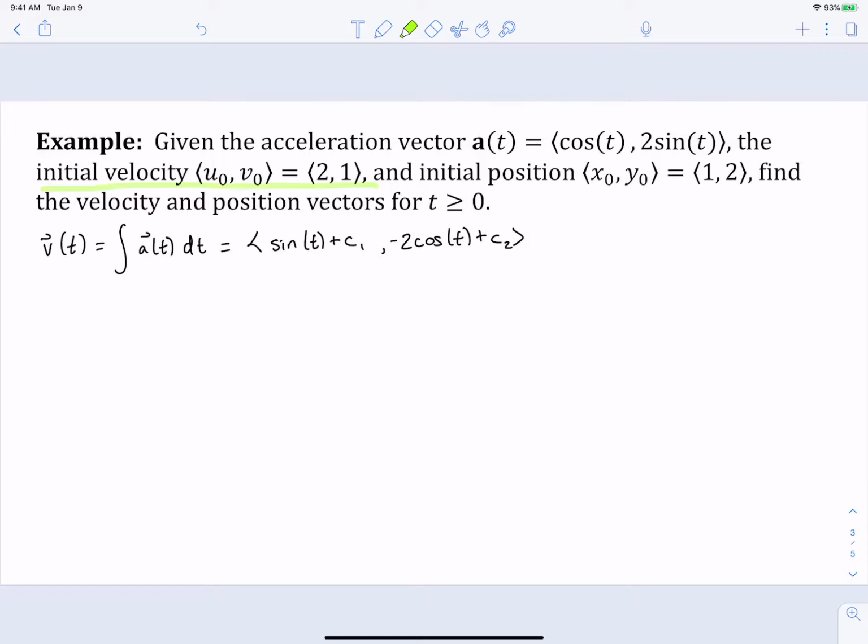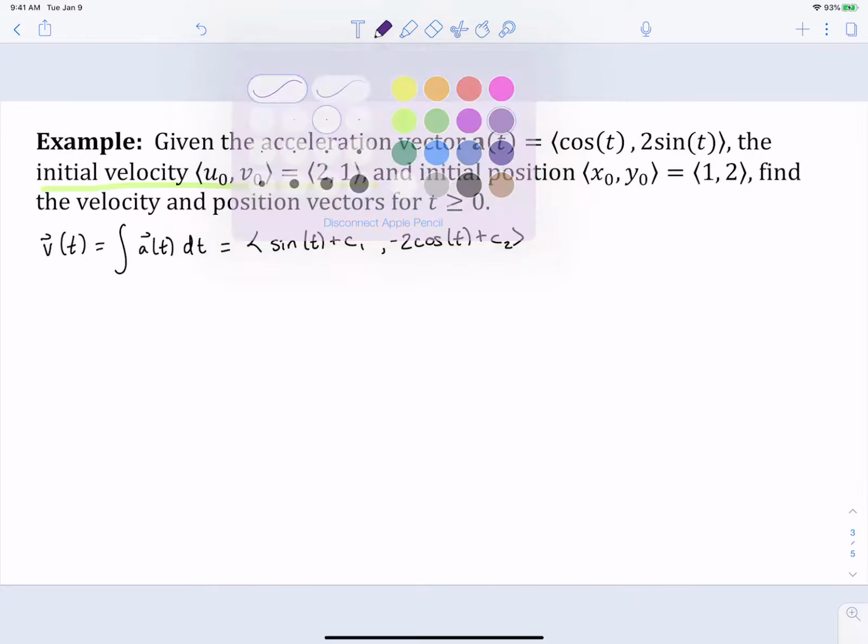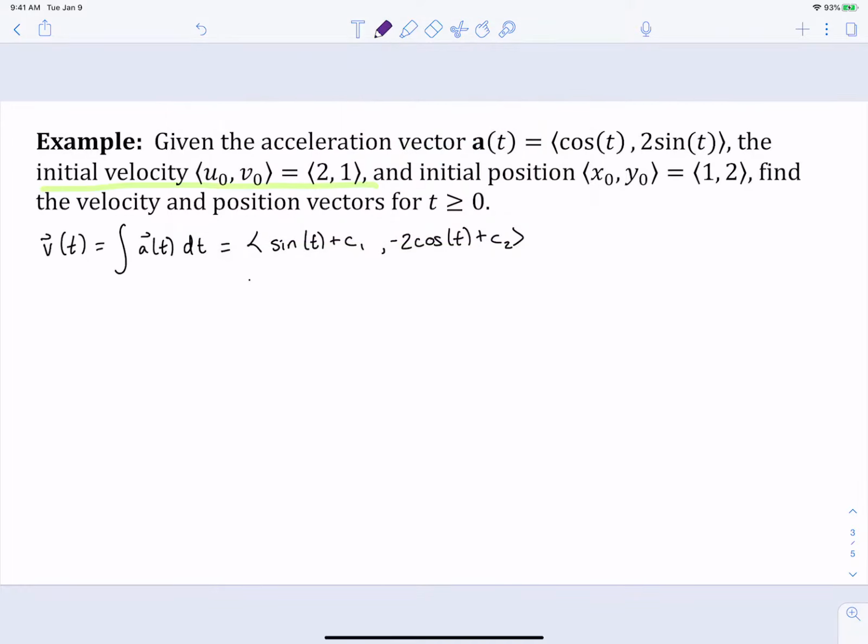So again, the initial velocity is telling us when we're at time 0, how we're taking off, what our velocity is. And so this is telling us that our output is 2 when time is 0 here, and our output is 1 when time is 0 for the y component. Oops, and then I didn't put 0 in there, did I? That's why erasers are great inventions. Okay, so each of these we just need to solve for our C1 and C2.